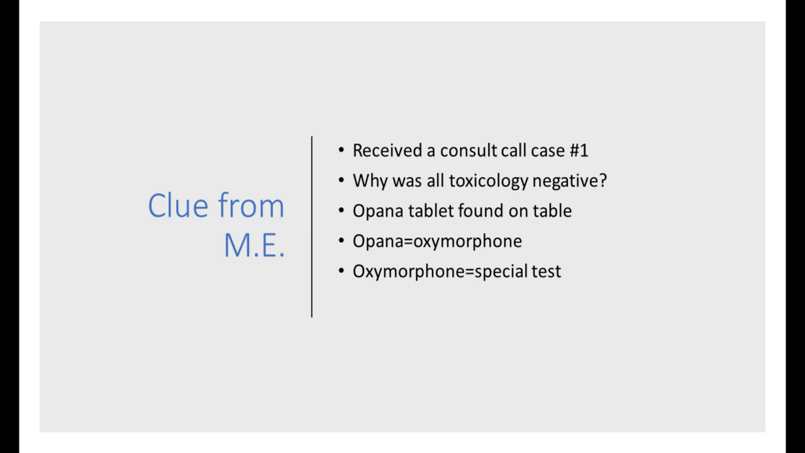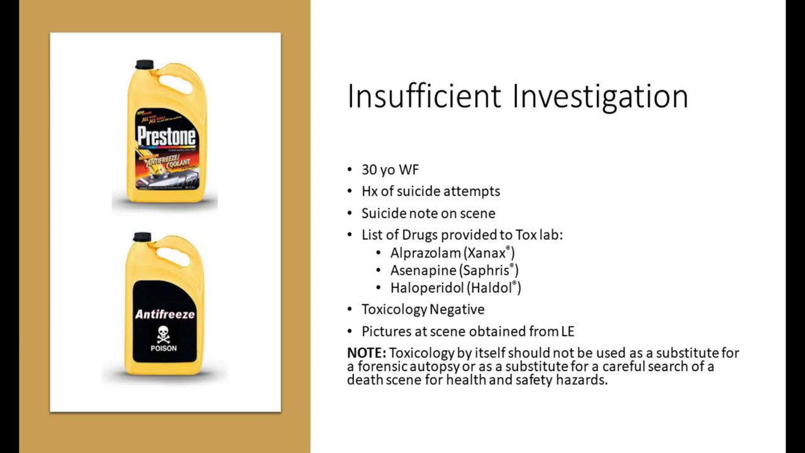And then he proceeded to tell us that there was an Opana tablet found on the table next to the decedent. So that would have been very useful information to the toxicologist, because at that time in 2007, oxymorphone, or Opana, was an actual special test. It didn't come out in your regular screening test, and if nobody mentions it, then nobody tests for it. And that's what happened there. And it can happen with other more routine things, other more routine poisons. In this example of an insufficient investigation, this information wasn't even passed on to the pathologist, and therefore was not passed on to the toxicology laboratory.